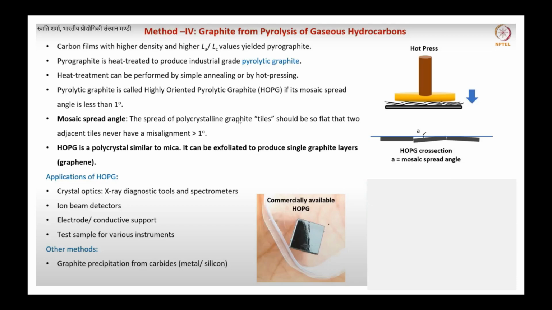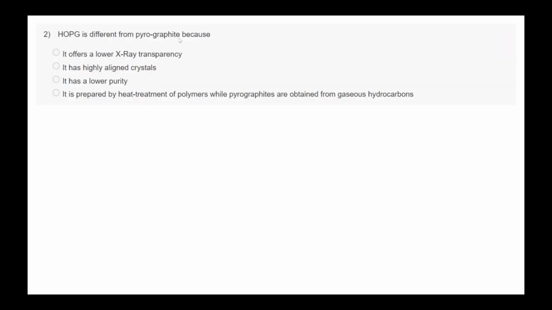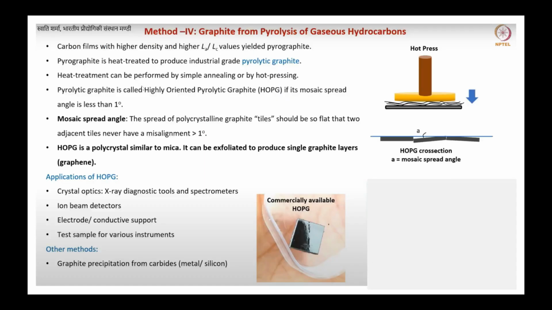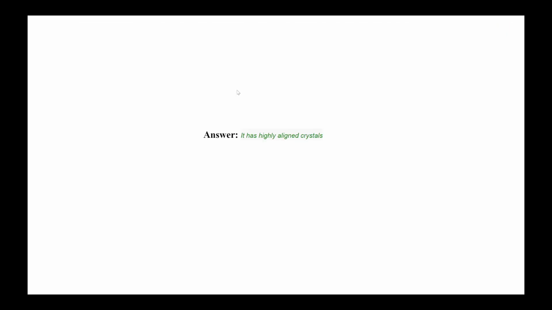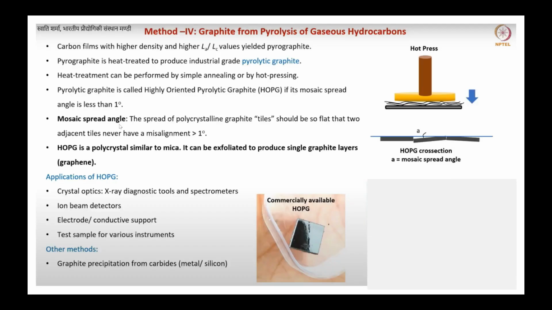Here the question is asking how HOPG is different from pyrographite. Pyrographite, I showed you here, and this is your HOPG. So the answer is that it has highly aligned crystals, which I have explained, because HOPG is a polycrystal similar to mica, and it is highly oriented pyrolytic graphite if the Mohs spread is less than 1%. That's why it is a highly aligned crystal.